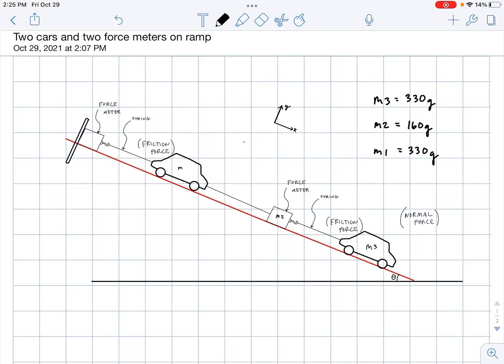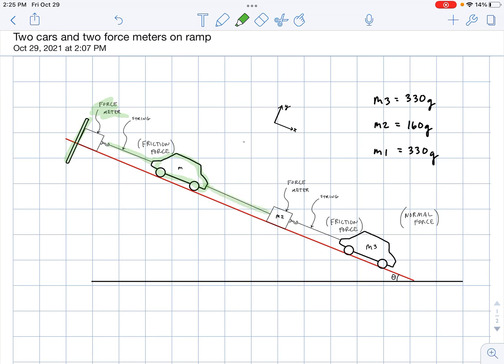All right, so here we have a drawing of our situation. We've got a force meter at the top, which is held in place by a stick and some tape. It's not going anywhere. And then we have a string connected to that force meter, which connects to the car. And the car's wheels are free to rotate, so there's very little friction there.